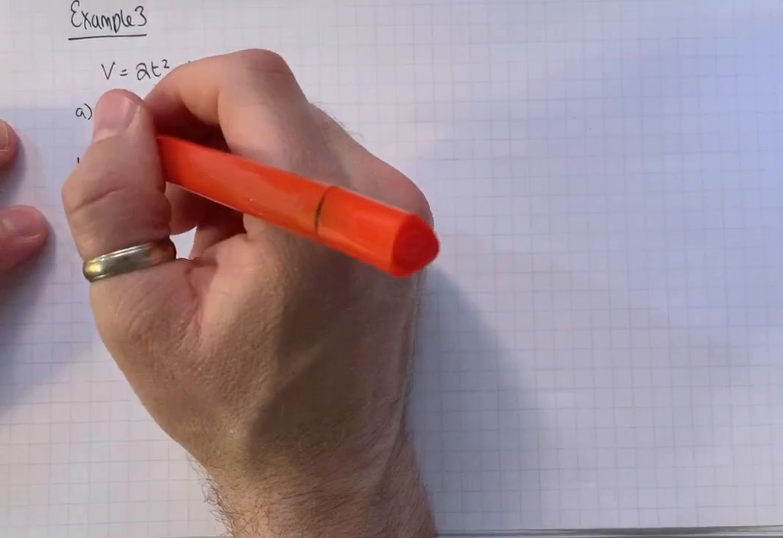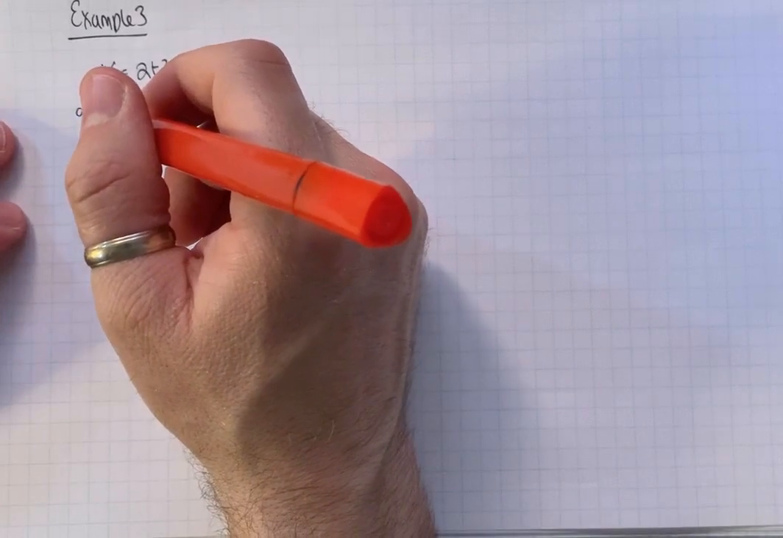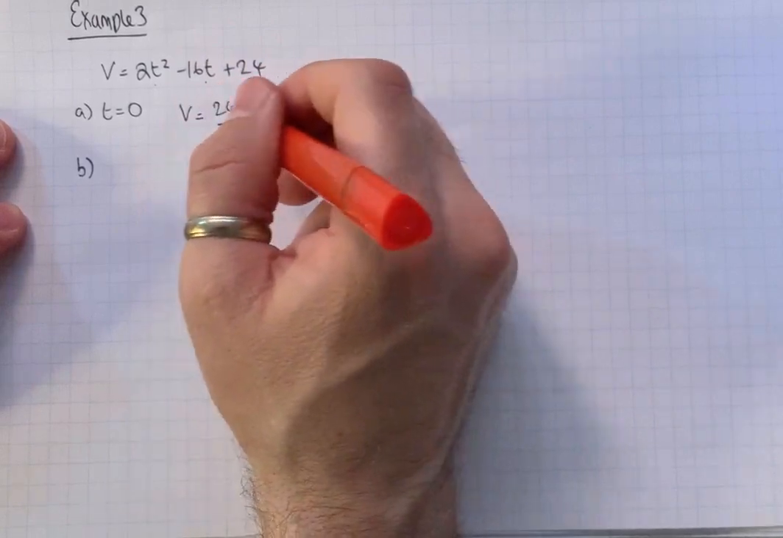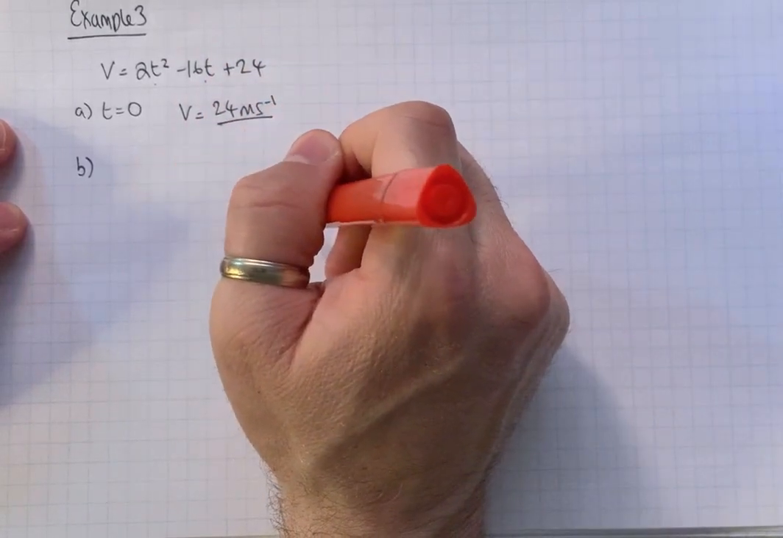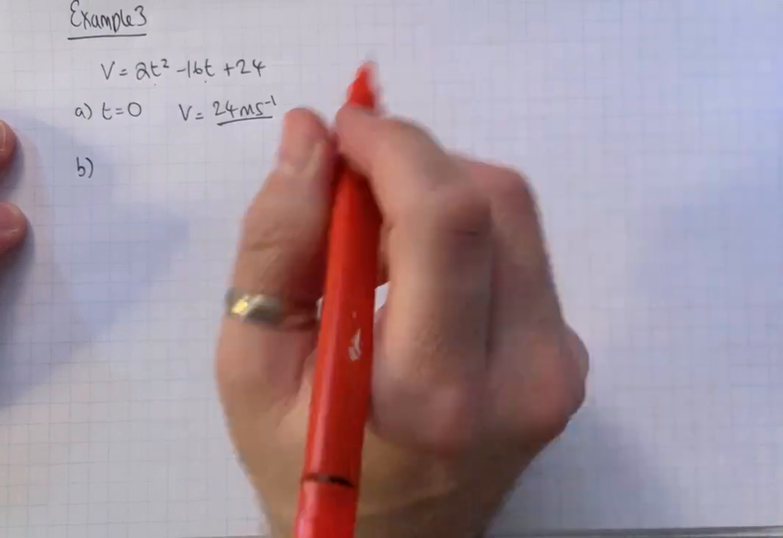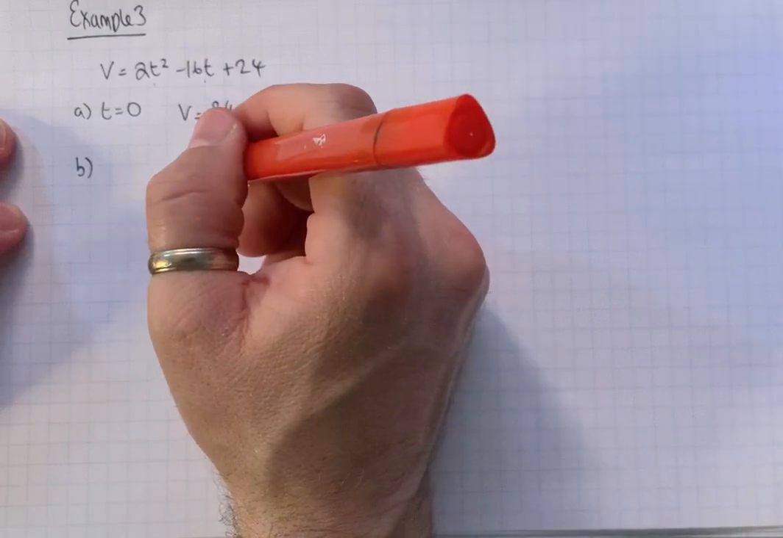We're then asked to work out the values of t. Notice it says values, so we're going to have more than one answer when the body is at rest. Okay, so it starts with a speed of 24. It's probably going to slow down. It will then come back on itself and then carry on in the positive direction, I'm guessing. We'll see. Okay, so when it's at rest.